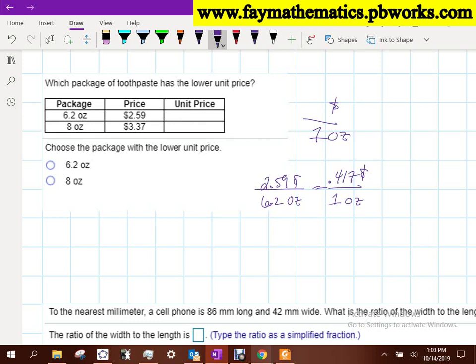Now, if I want to find the unit price of the 8 ounce, I'm going to take 3.37 and divide it by 8 ounces, and that gives you 0.421 per 1 ounce. So 42 cents per 1 ounce. Well, which one's a better purchase for me if I'm trying to save money? The 6.2. This one here costs me 41 cents for every 1 ounce. The one below is 42 cents for every 1 ounce. So I'm saving a little bit of money with 6.2 ounces.